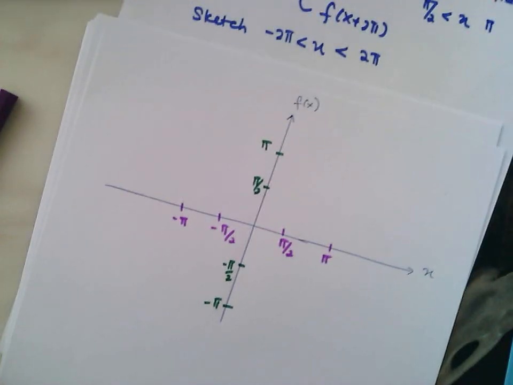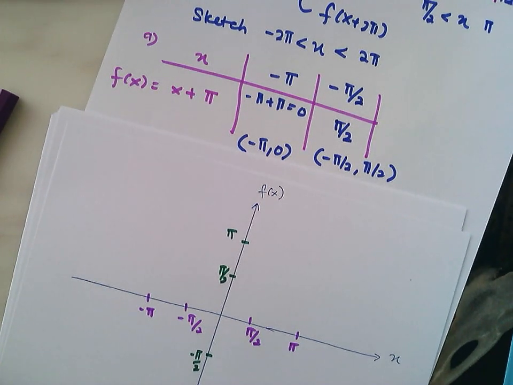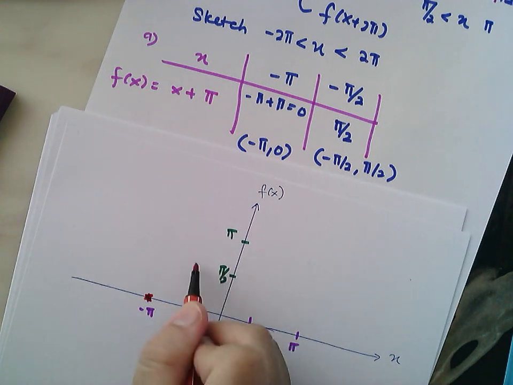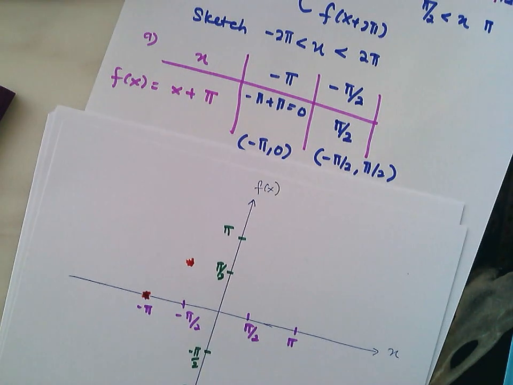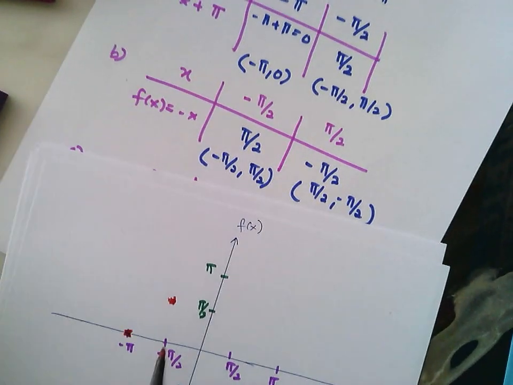Okay, so the first coordinate will be negative pi, 0. So where is negative pi, 0? It's here. The second one is negative pi over 2, pi over 2, which is here. Okay, this is number 3. So number 4, pi over 2, negative pi over 2, will be down here.